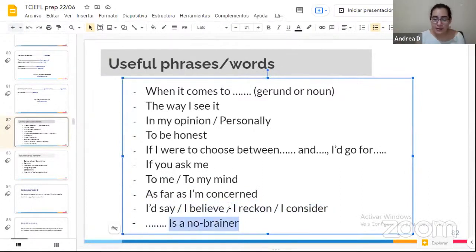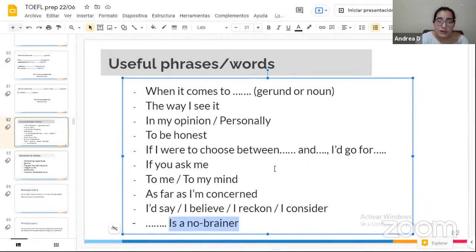Or if you want to add a little spice there, for instance, this is an idiomatic expression, right? This is a no-brainer. You could say, so to me, this is a no-brainer. I would always try to go to sleep as early as I can, you know, so it's gonna be more natural. So those are some useful phrases that you could try to use in your response.